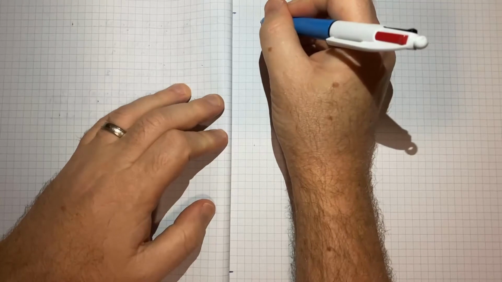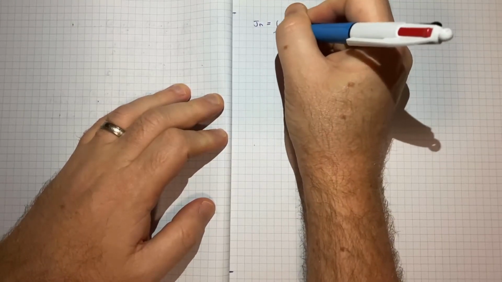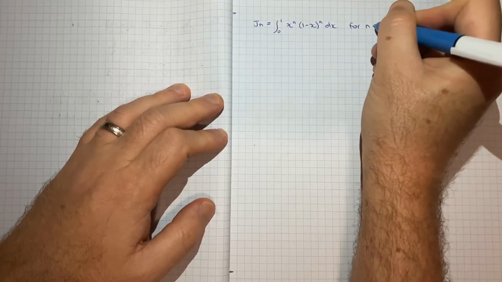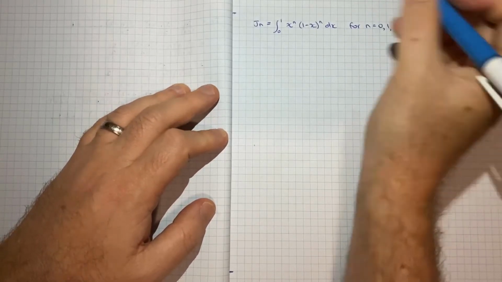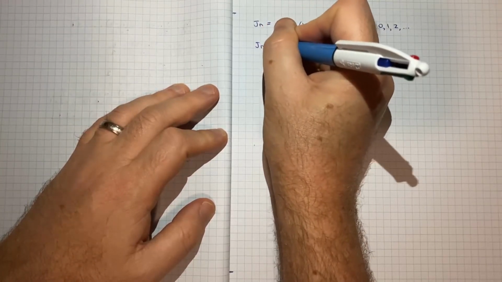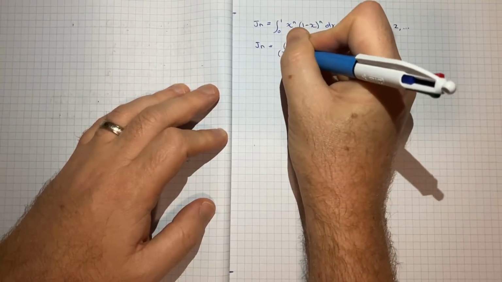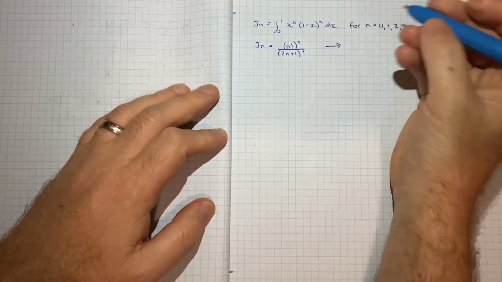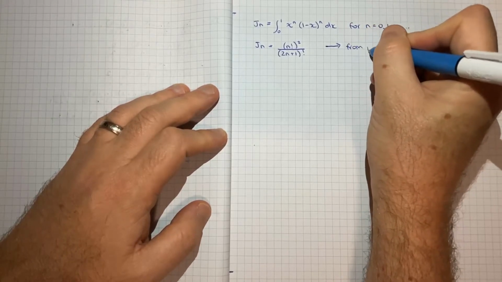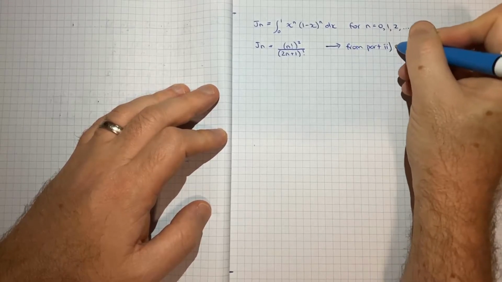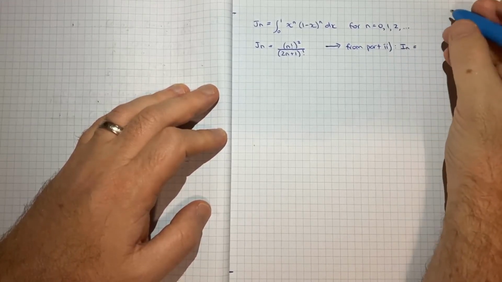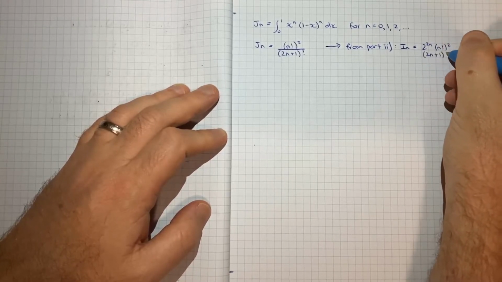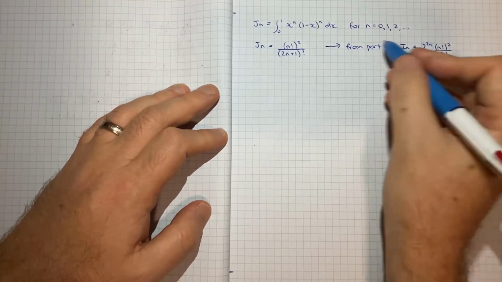So if I just write out what we're told, Jn is equal to the integral from 0 to 1 of x to the n times (1 minus x) to the n dx for n equals 0, 1, 2, and so on. And what we're trying to show is that Jn is equal to n factorial squared on 2n plus 1 factorial. And I guess what we can make use of is that from part 2, we know that In is equal to 2 to the power of 2n times n factorial squared on 2n plus 1 factorial. So it's this 2 to the 2n that is the difference between the two.